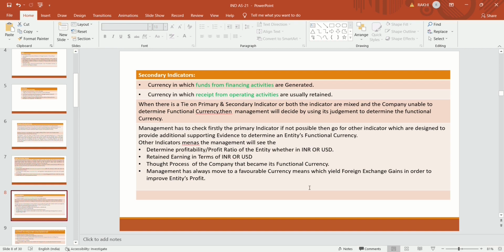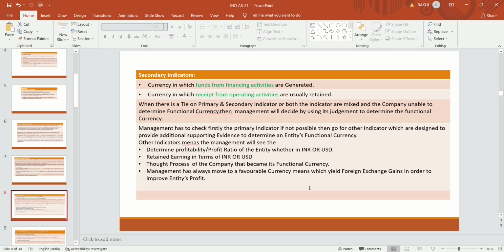Then what other conditions will they check? Other factors, they will check the retained earnings. What were the retained earnings of an entity, in INR or in USD? The thought process of the company: whether they are thinking from the perspective of USD or from an Indian perspective, to determine the functional currency.